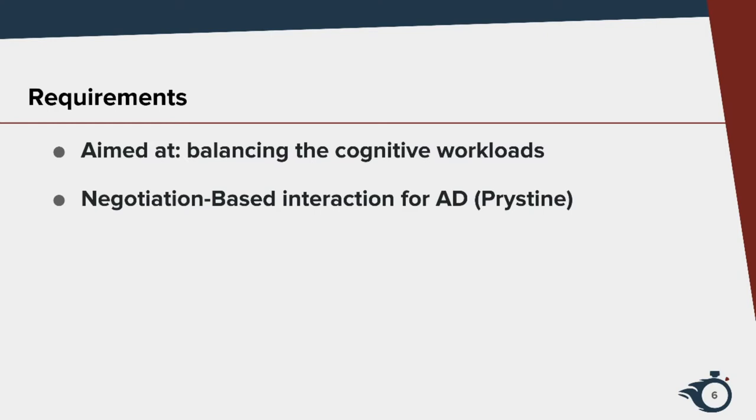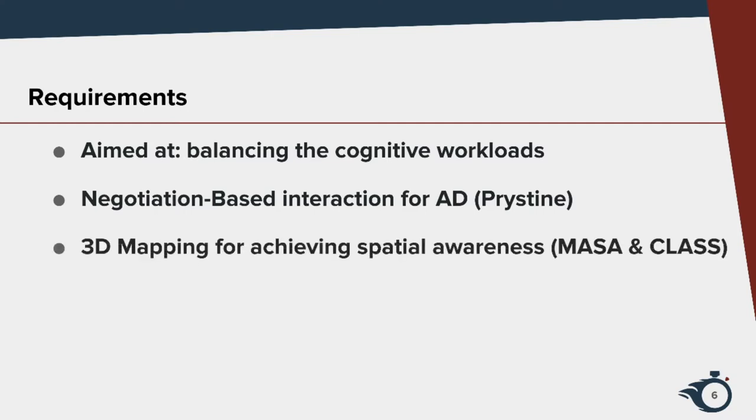We also read several studies that show that informing the driver about the rationale of the decision making is able to increase the acceptance and the trust in the automated system. And the last one is 3D mapping for achieving spatial awareness. A 3D view is able to improve the recognition of the semantics of spatial information, because it could provide a better representation of the vehicle surroundings.